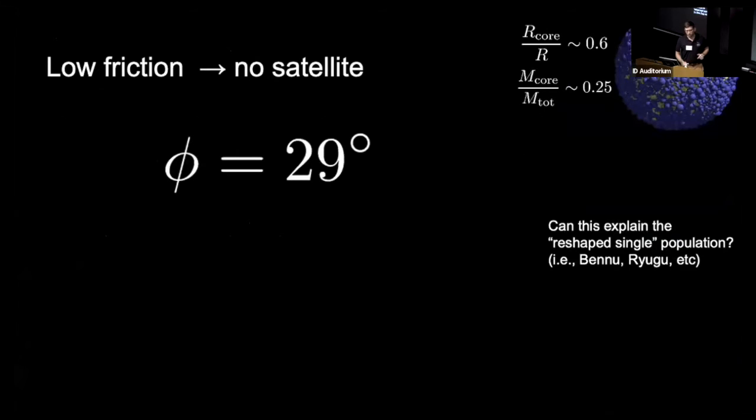Okay, so the first one, let's say we have low friction. I'll give the material a friction angle of 29 degrees. We're going to quasi-statically spin it up until it starts landsliding, and then I turn off the spin-up process. So in a moment, it'll fail, but because this friction angle is low, it fails at a low spin rate, so these particles don't have enough energy or speed to get into orbit. So it never forms a binary. So maybe this would explain our single reshaped population, like our Bennus and Ryugus.